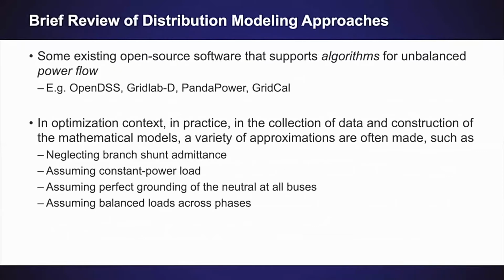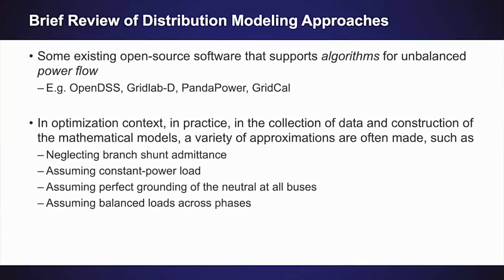So that covers the requirements we need for an optimization-first approach. But what software out there exists today that covers distribution modeling? There are some very nice full-featured open source software packages that currently exist today for distribution network analysis, but they have a focus on unbalanced power flow algorithms instead of fulfilling the need that we see for an optimization experimental platform.